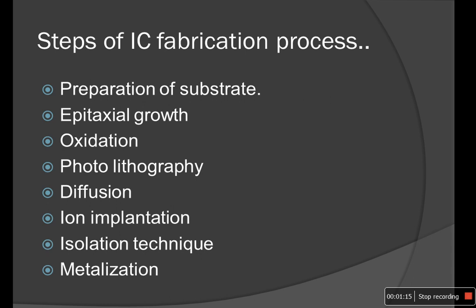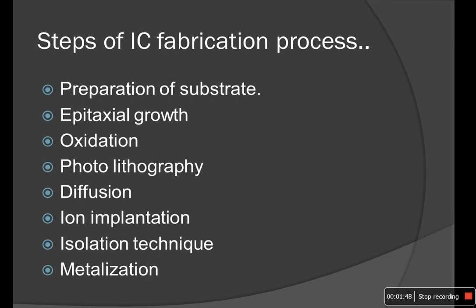Mainly here we are using different types of layers. The four layers used in the IC fabrication are the P-type substrate, the N-type epitaxial layer, the silicon dioxide layer, and the aluminium layer. The silicon dioxide layer protects the wafers against impurities and contamination.